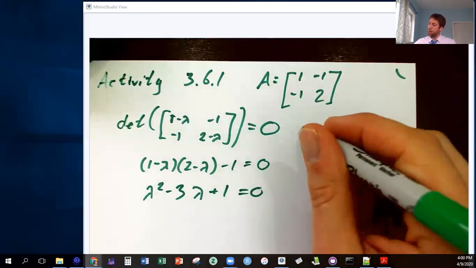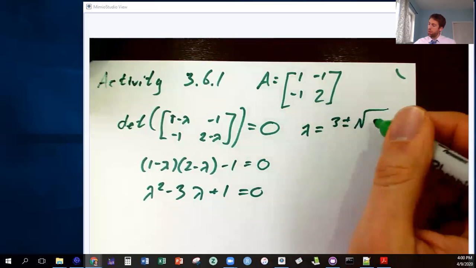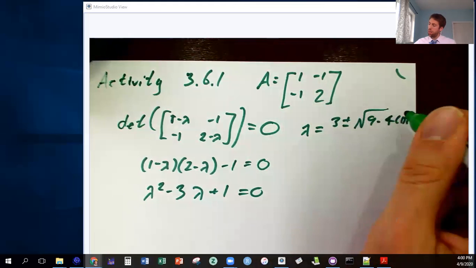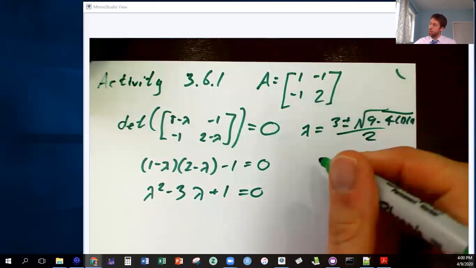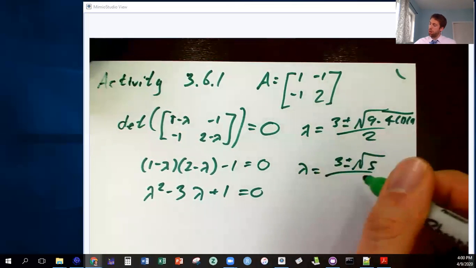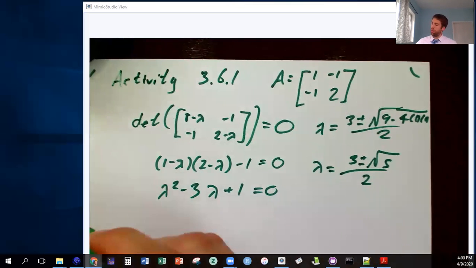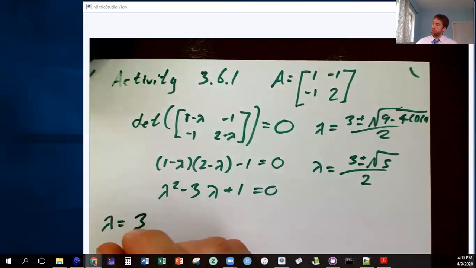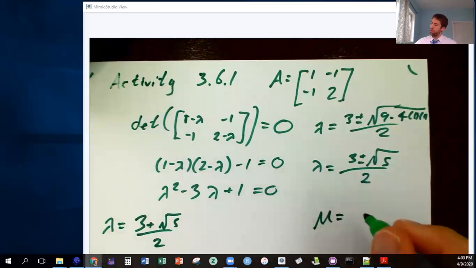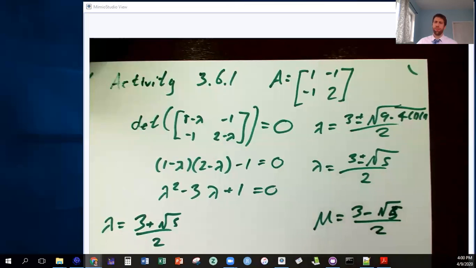And so then we'll do the quadratic formula: lambda equals -b plus or minus the square root of b squared minus 4ac, all over 2a. Lambda equals 3 plus or minus the square root of 5, all over 2. Okay, so we'll call lambda equals 3 plus square root of 5 over 2, and mu equals 3 minus square root of 5 all over 2.